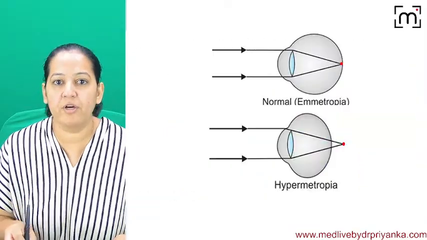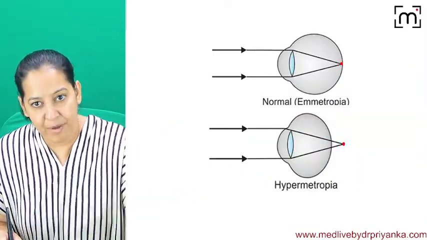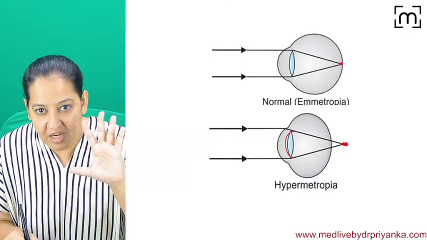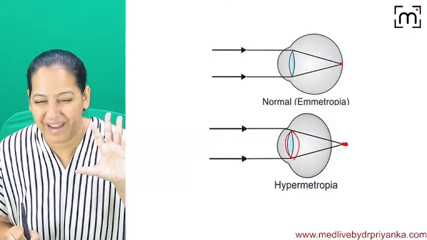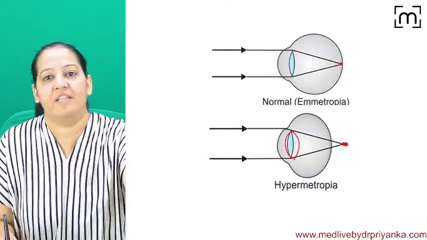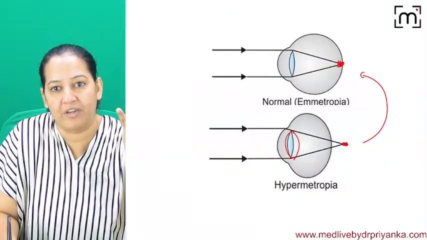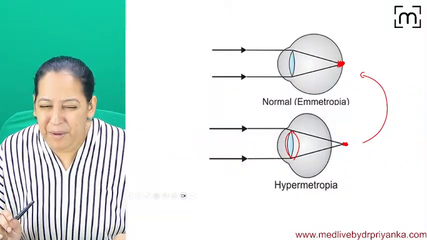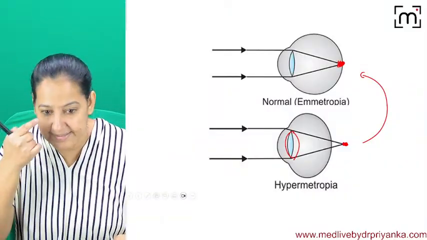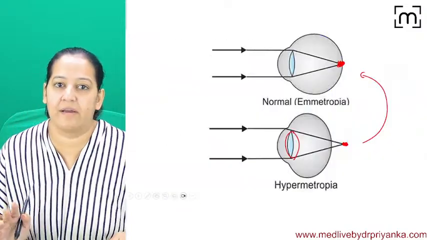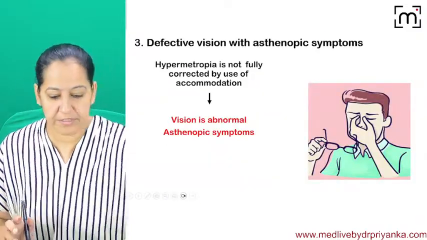Okay, got it. Because the focus is beyond the retina, but because of changing the curvature of the lens, like doing this, the person is again bringing the image onto the retina. So vision becomes normal, but because of doing this constantly, eyes get tired. The muscles of the eyes get tired. This is asthenopic symptom. How many of you got it?